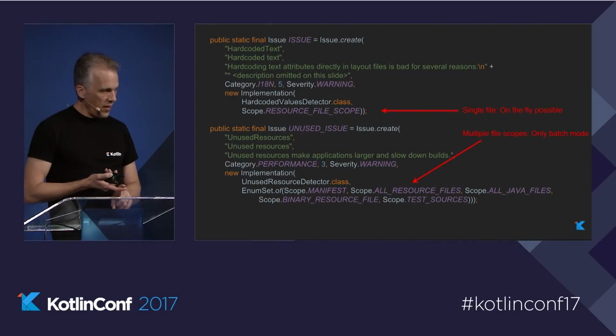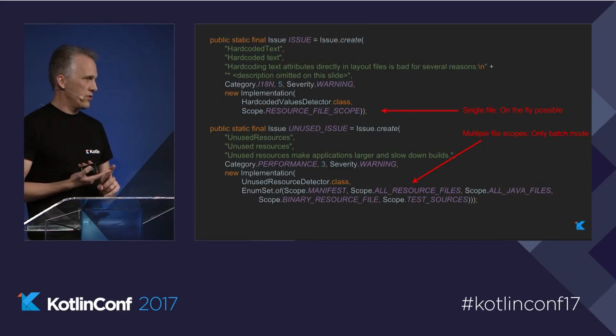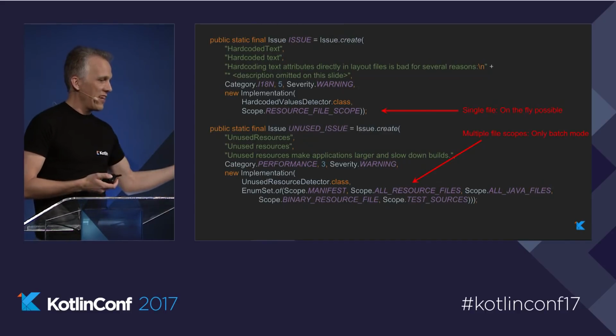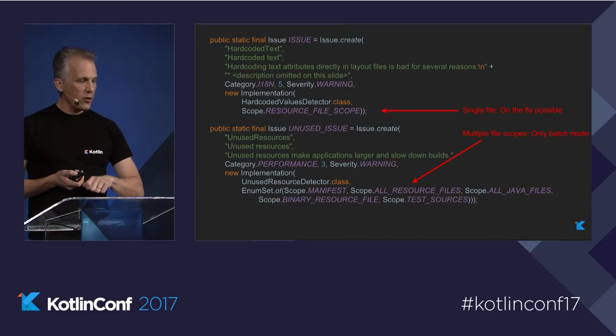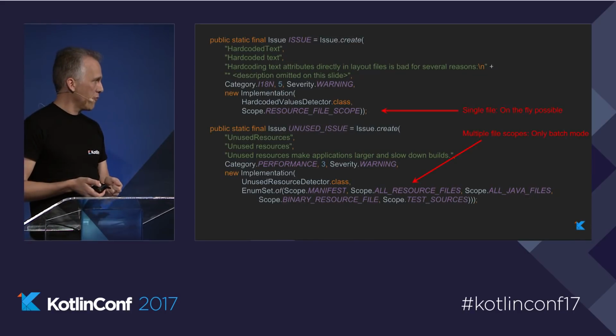So here you can see 2 different issue registrations. The second one is the unused resource detector. You cannot determine that a resource is unused unless you look at everything, right? Because it could be referenced from just, say, the manifest. So the scopes for the unused resource detector says, I need to look at all these file types. This check will not run on the fly in the editor.